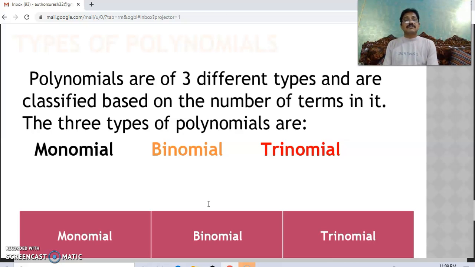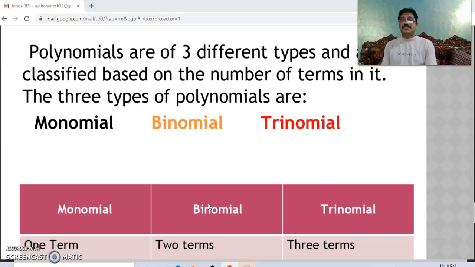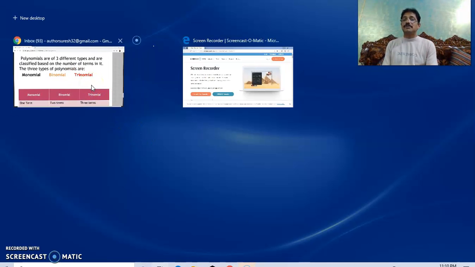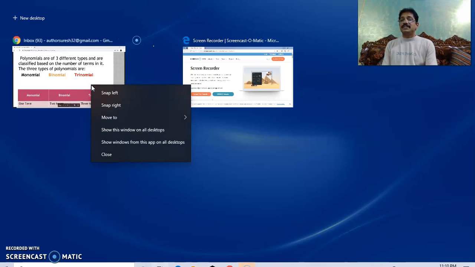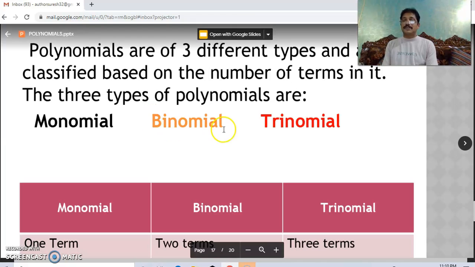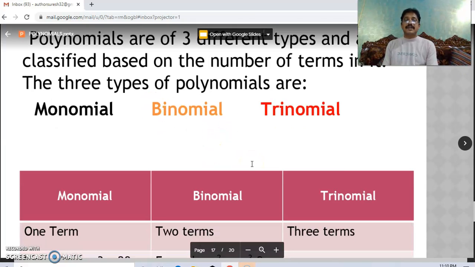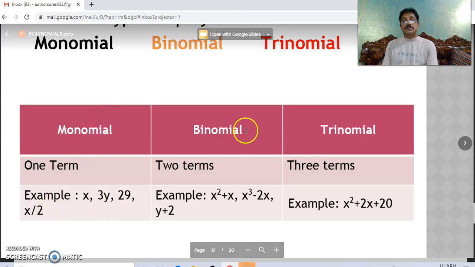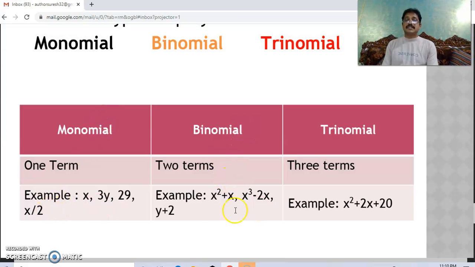Okay, now come to that one. Polynomials are classified by the number of terms in them. The three types of polynomials are monomial, binomial and trinomial. I will give an example for each. The first one is monomial. Mono means 1, clear? Binomial means 2 and trinomial means 3. So for monomials, an example is x. For binomials, with 2 terms, examples are x^3 - 2x and y + 2.